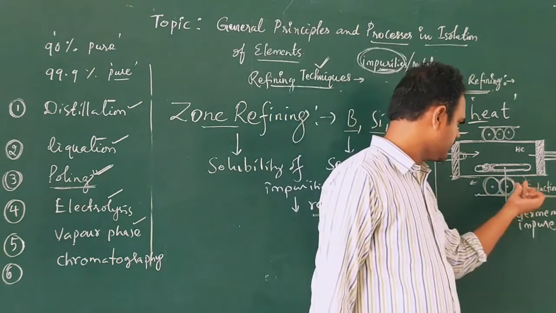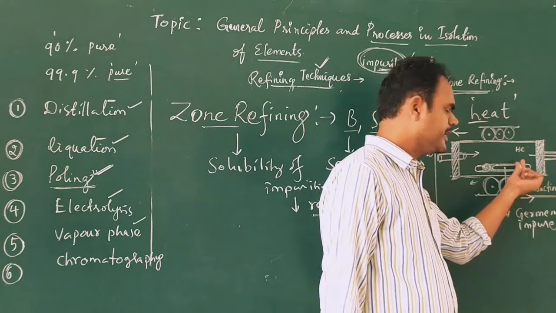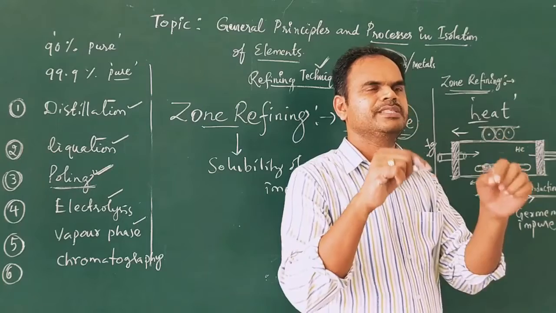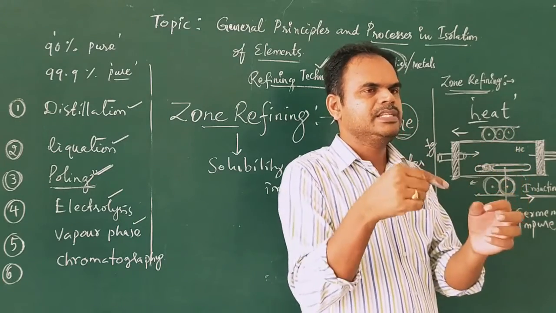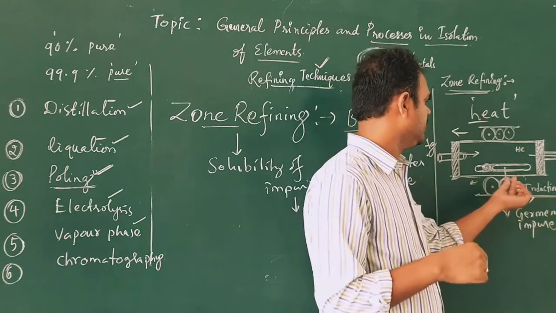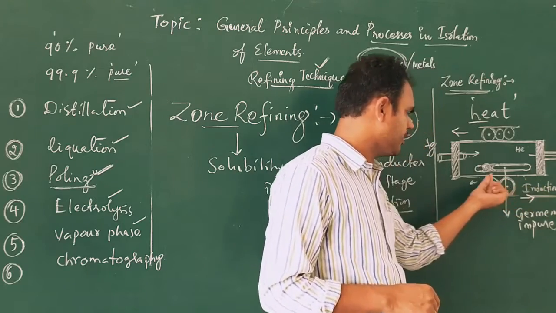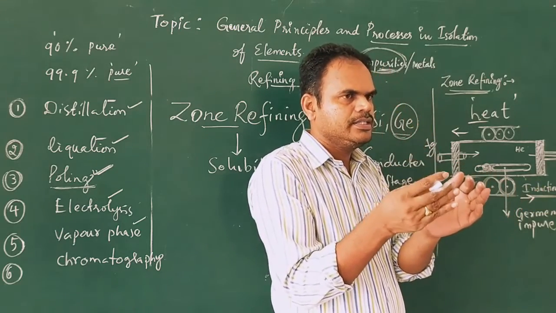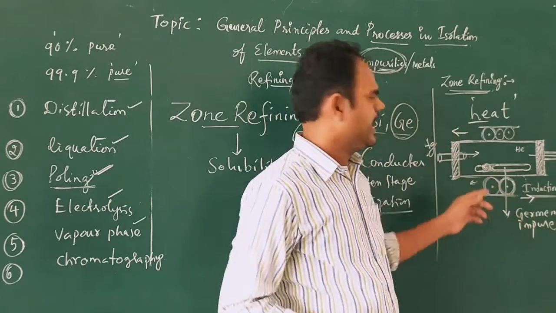So if you start this induction coil from the beginning of this rod, upon heating, the impurities present in the germanium will melt and reach the molten stage. And if you carry this induction coil forward along with the heating, the molten impurities will be moving forward and the metal will be left back.